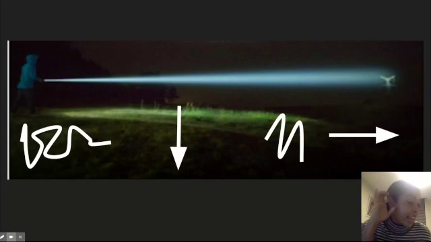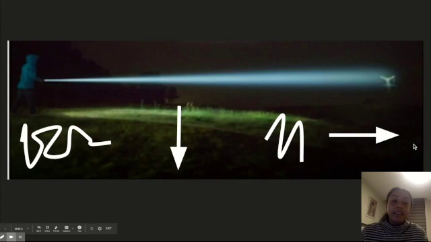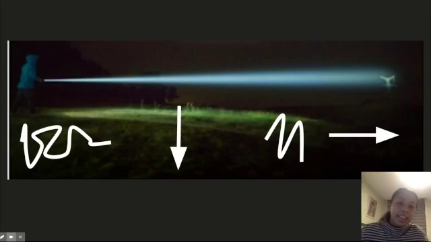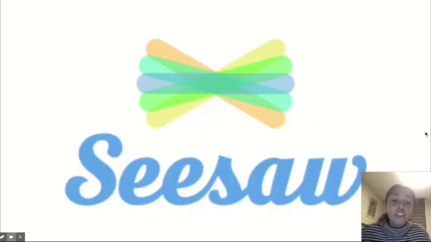Light travels in a straight line. You're listening. Nice work, scientists. Okay, now that we've realized that light travels in a straight line, I want you to head to Seesaw. On Seesaw, I have a little quiz for you.